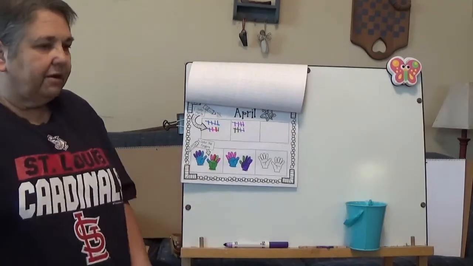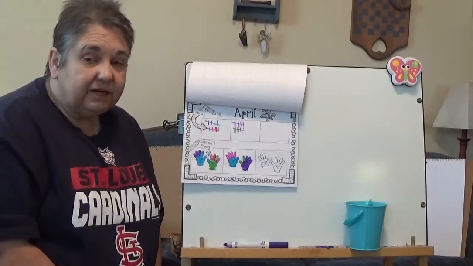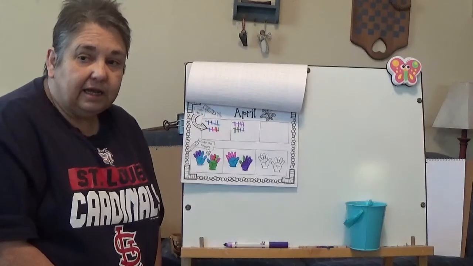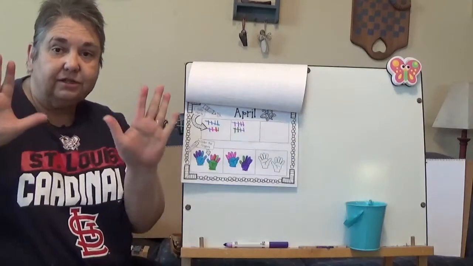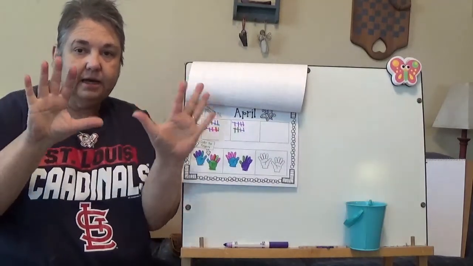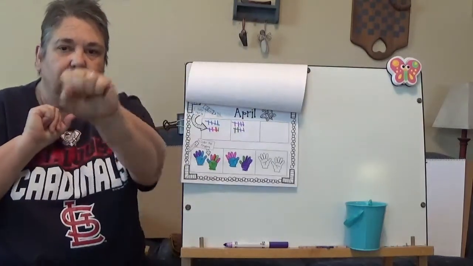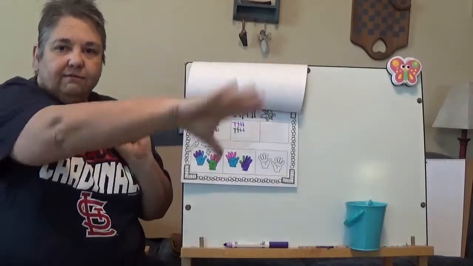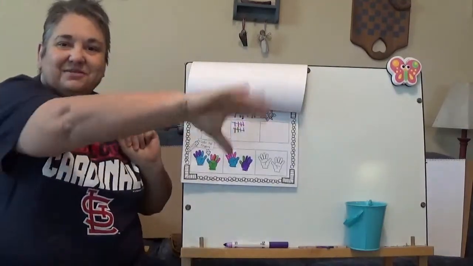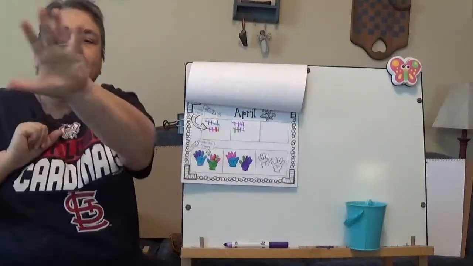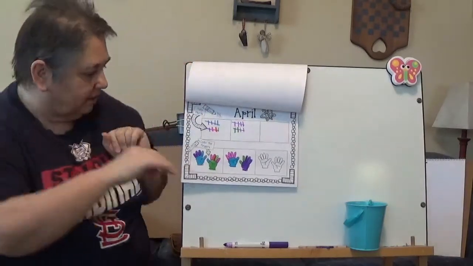So let's go ahead and count by tens. 10, 20, 30, 40, 50, 60, 70, 80, 90, 100. Good job. And now let's count by 5s. Get your 5 grabbers ready. And here we go. 5, 10, 15, 20, 25, 30, 35, 40, 45, 50, 55, 60, 65, 70, 75, 80, 85, 90, 95, 100. Good job.